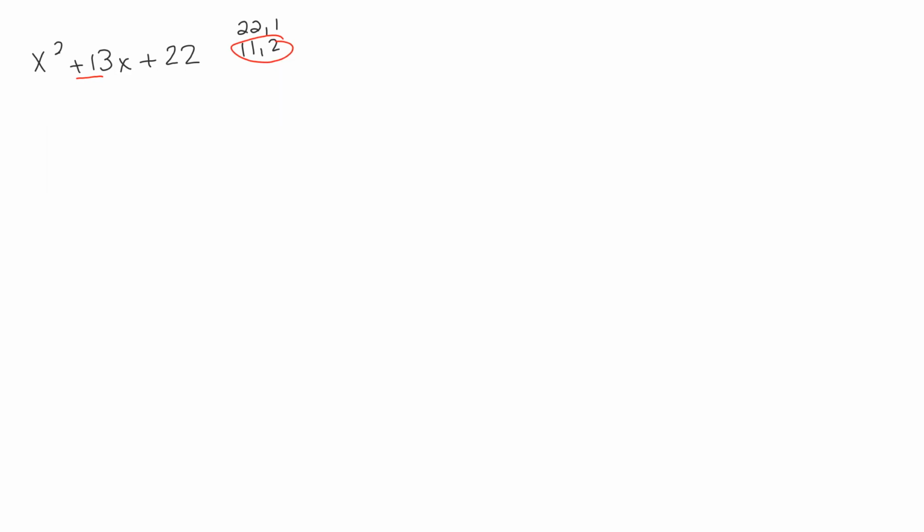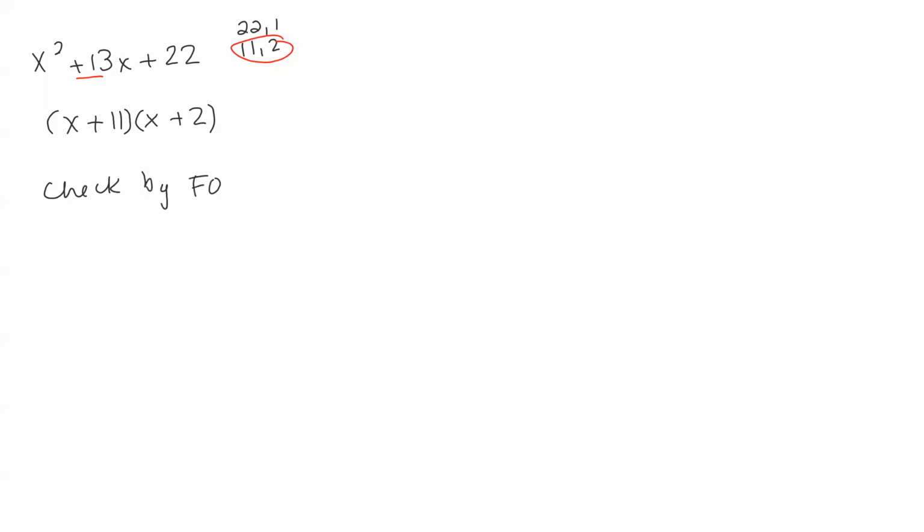As long as the coefficient on the x squared term is positive 1, you basically start with two binomials, both of which start with just an x. Then we look at factors of C that add to B. Whatever those factors are, go down here. It does not matter where you put the plus 11 and where you put the plus 2 as long as you have the signs right.